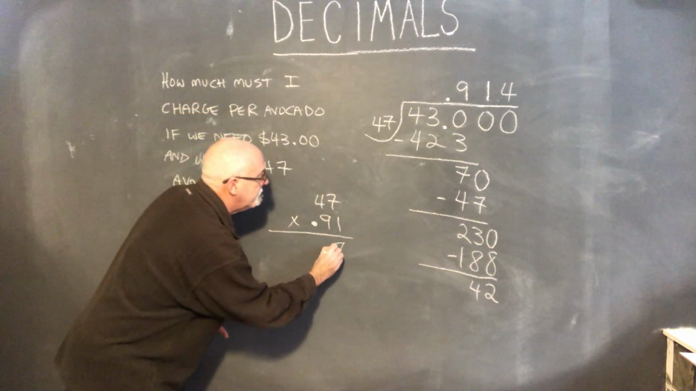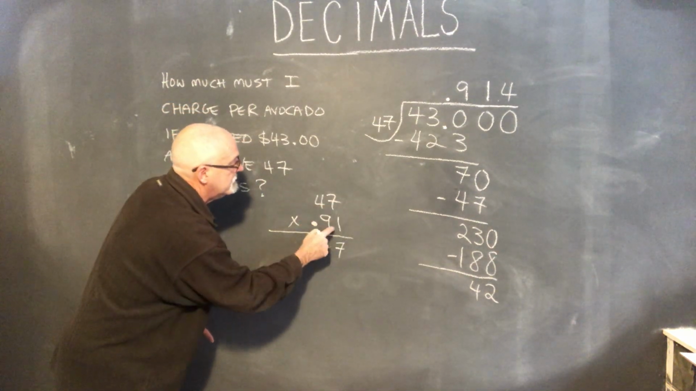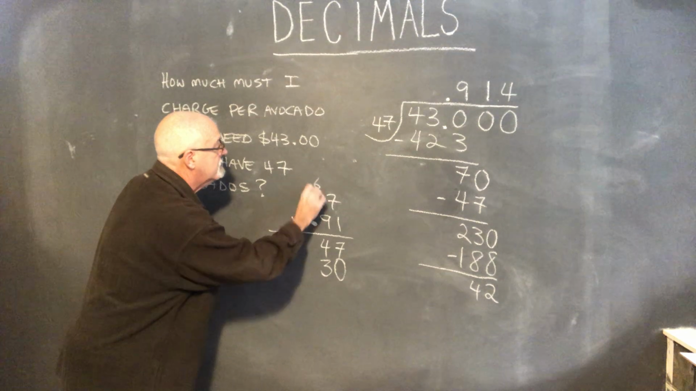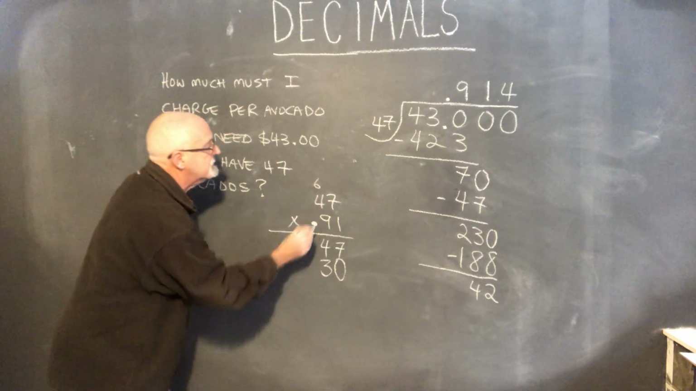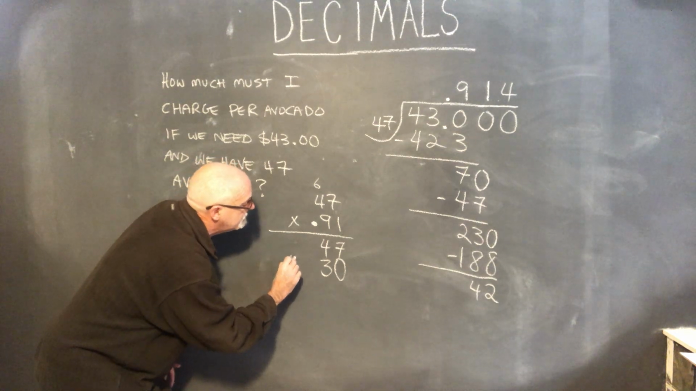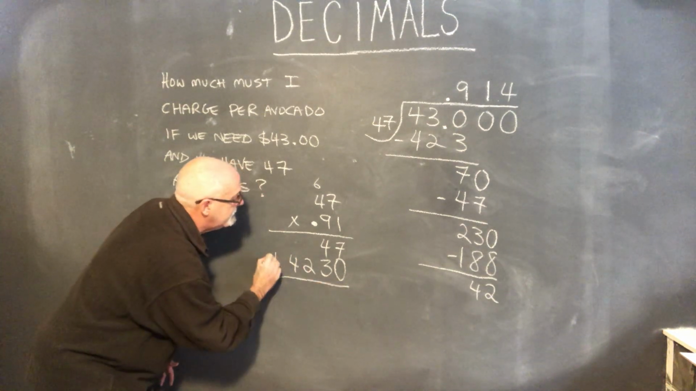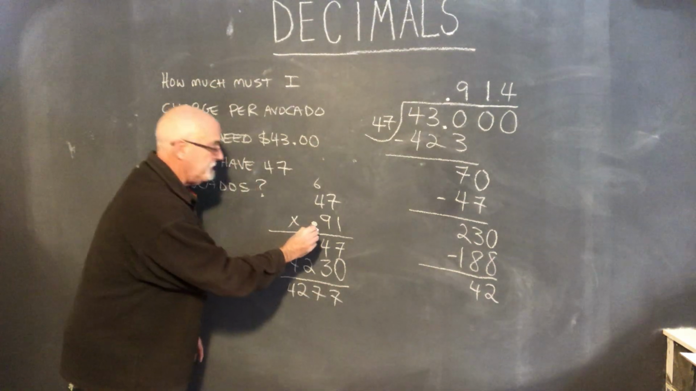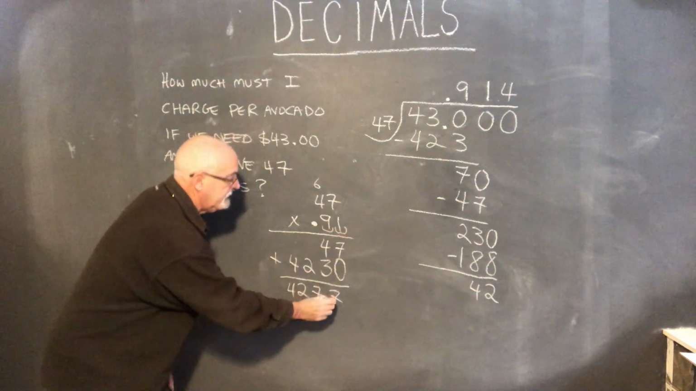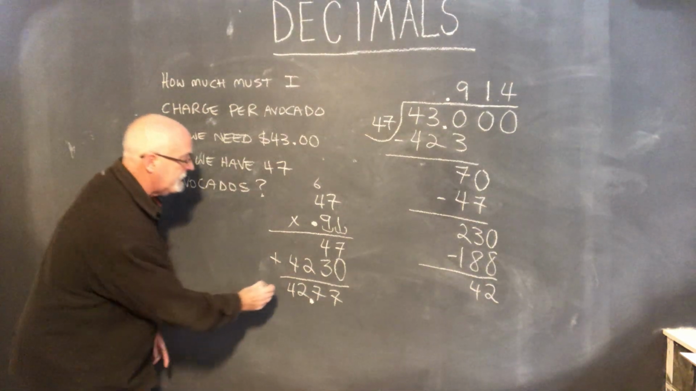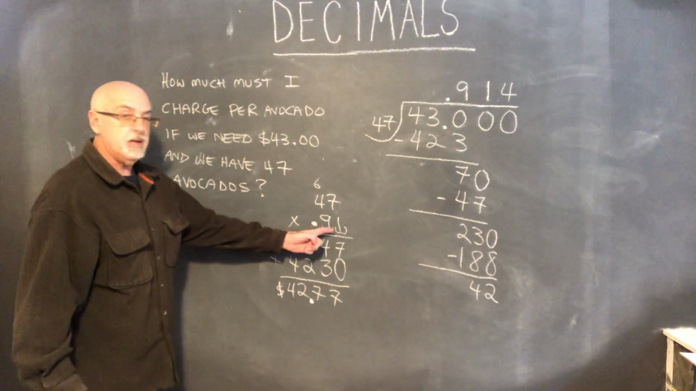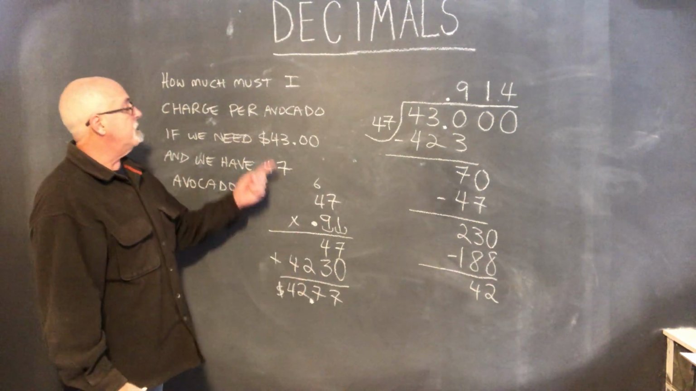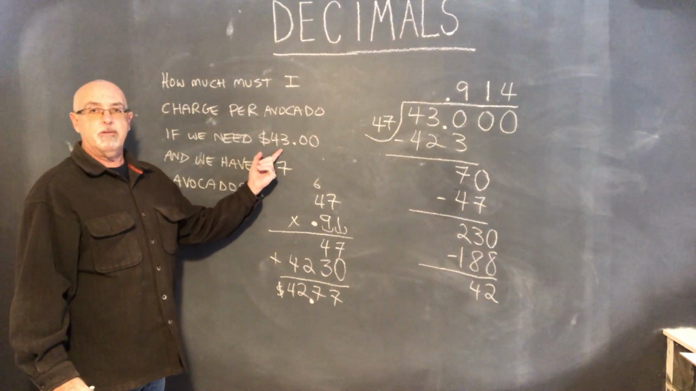1 times 7 is 7. 1 times 4 is 4. Then because I'm moving on to this 9, I have to put a 0 here. 9 times 7 is 63, so I put the 3 and carry the 6. 9 times 4 is 36, plus the 6 I carried is 42. So I can write all of that. Then I'm adding these, and I have 4, 2, 7, 7, but I have 2 decimal digits. So I have to have 2 digits to the right of decimal in my answer. And what I'm getting is, if I charge 91 cents per avocado, and I sell 47 avocados, I will end up with $42.77, which is not enough.